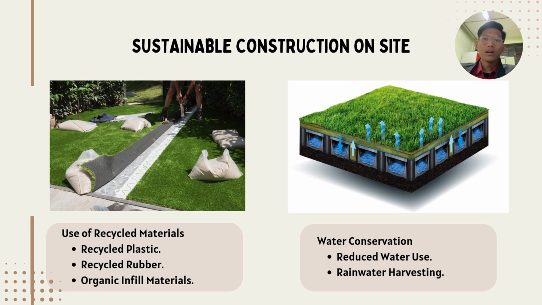So for the right picture, we have reduced water use. Unlike natural grass, synthetic fields require little to no irrigation, reducing water consumption for upkeep. They only need water for occasional cleaning or cooling, easing the strain on local water supplies. After that, rainwater harvesting. Many facilities now implement rainwater collection systems. The stored water can be used for irrigation, cleaning, and turf maintenance. Further, it reduces reliance on municipal water resources, especially in dry season.